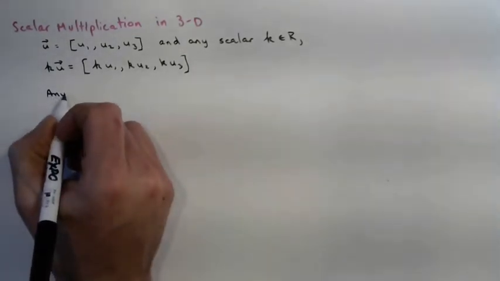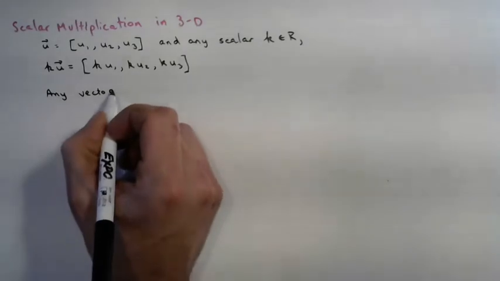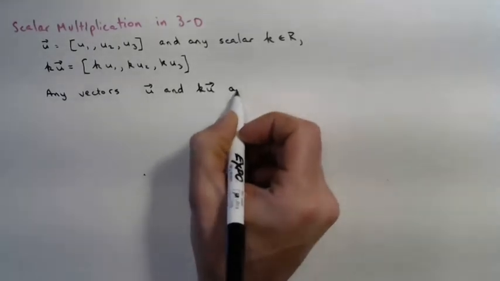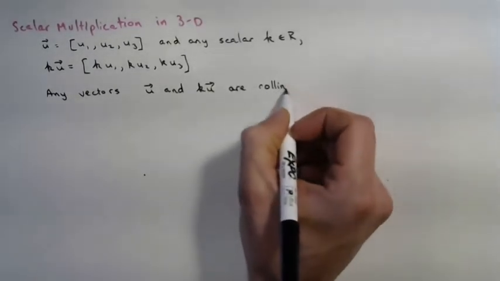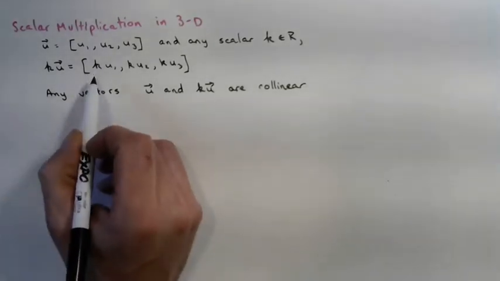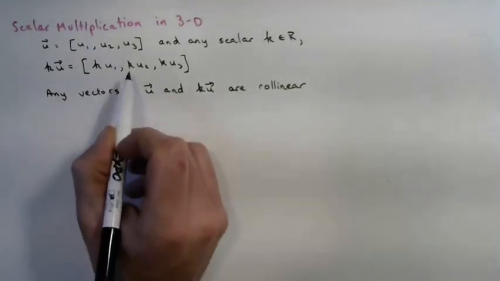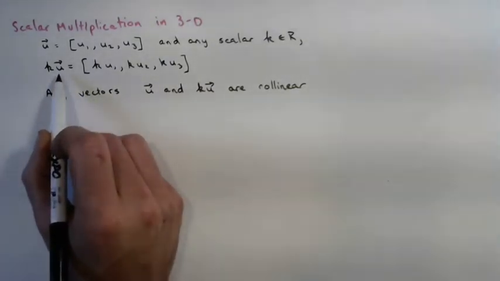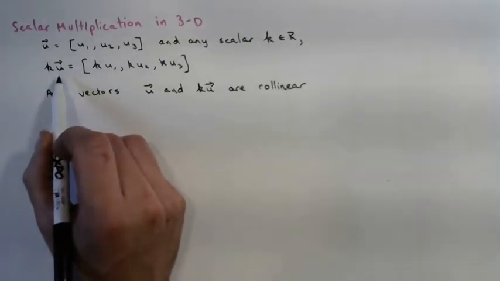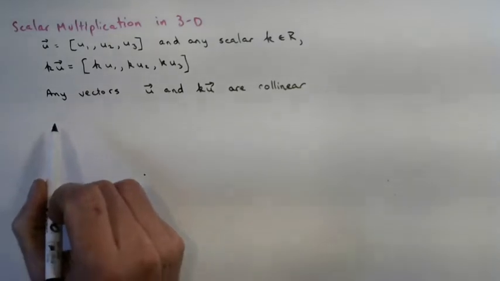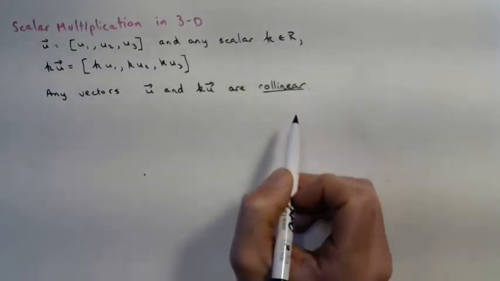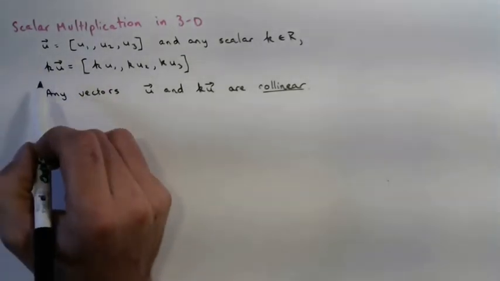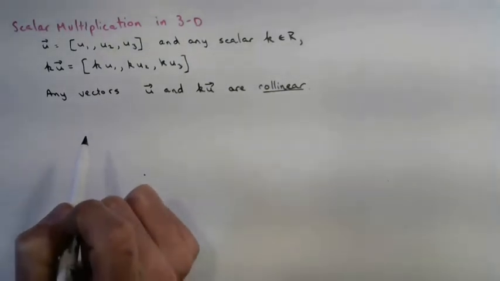And any vectors u and ku are collinear. Okay, if you use the same scalar multiple on each of the coordinates, then you're going to end up with a vector that is either longer or shorter than u, but in the same direction as u, exactly the same direction, all 3 dimensions. So these guys are collinear, okay? That means that if you translated the tail of ku to the tail of u, they would be right on top of each other. They'd lie on the exact same straight line.